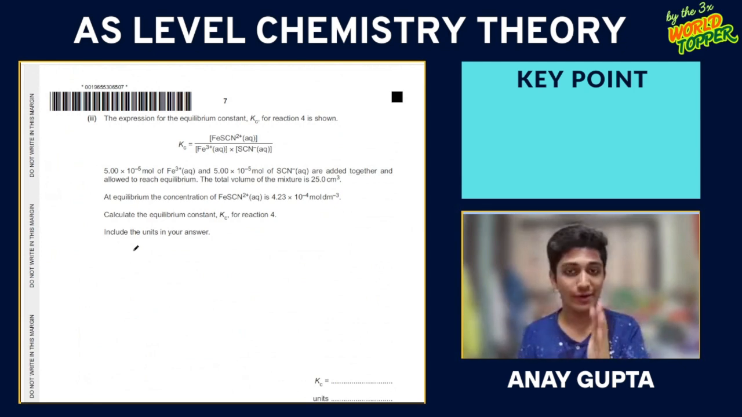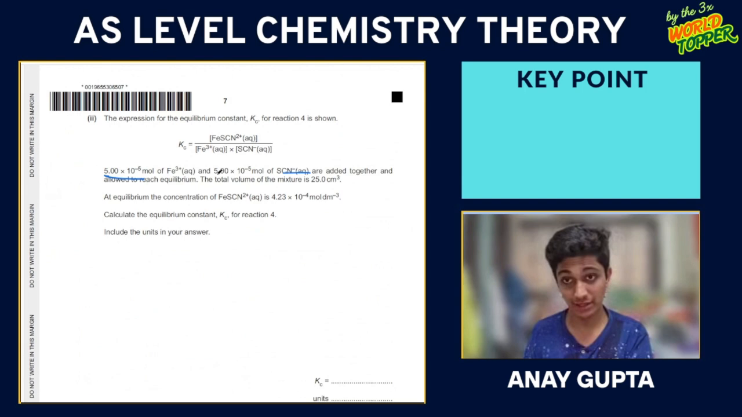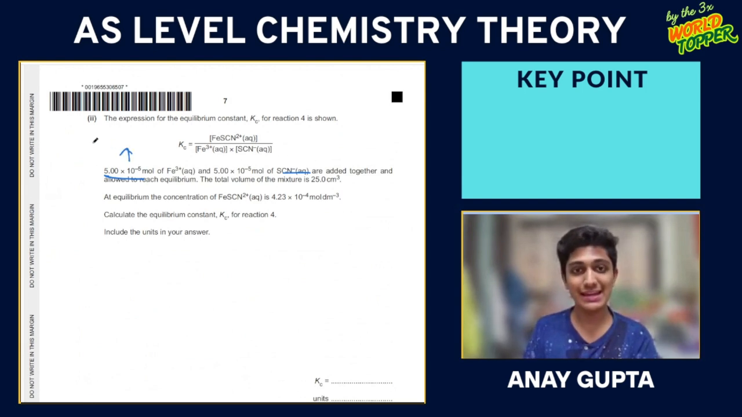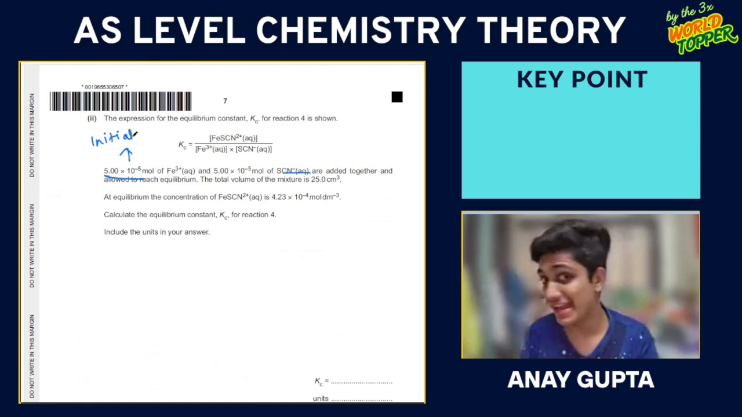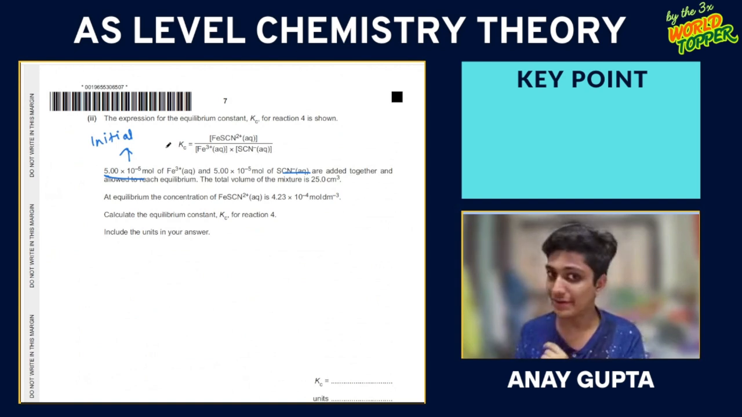5 into 10 raised to minus 5 moles of Fe3+, and the same moles of SCN- are added together and allowed to reach equilibrium. So this is my initial moles. Some of these moles will be converted into FeSCN2+, that is my product. But the initial moles have been given to me. The total volume of the mixture is 25 centimeter cube.